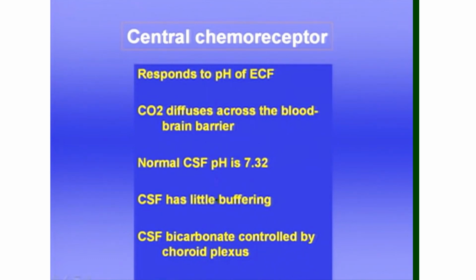It has little buffering power because of its low protein concentration, and the bicarbonate is controlled by the choroid plexus and can be altered if the pH of the CSF is changed over a long period of time. So that's the central chemoreceptor, a very, very important factor in the respiratory control system.